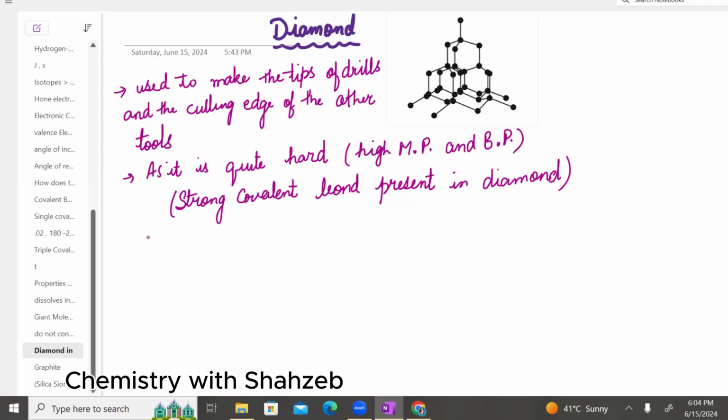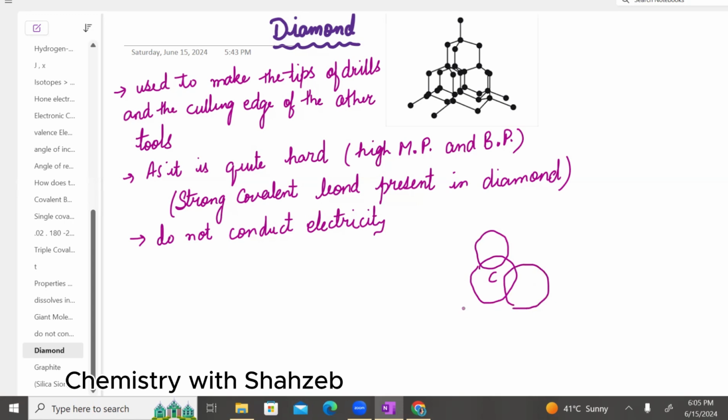Now, diamond has the property that it does not conduct electricity. The reason is quite simple: each carbon in diamond is covalently bonded with four other carbon atoms like this.